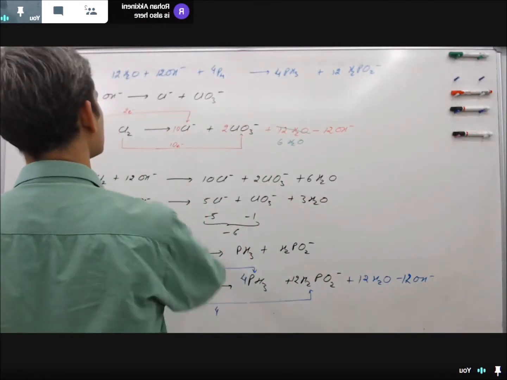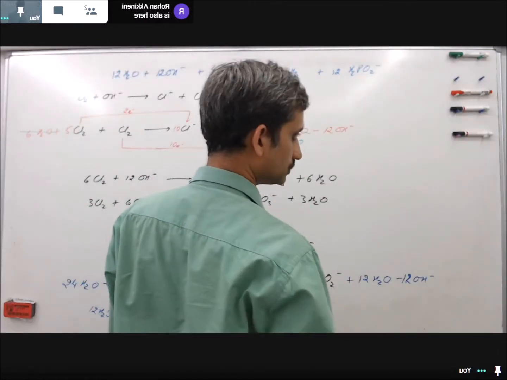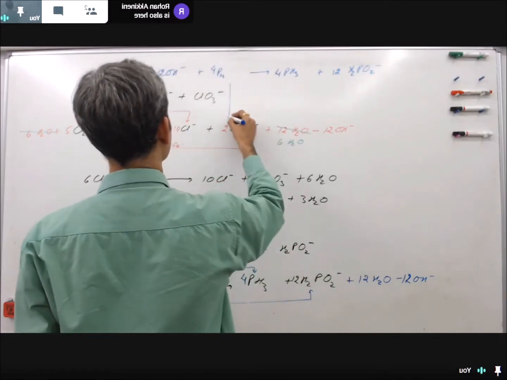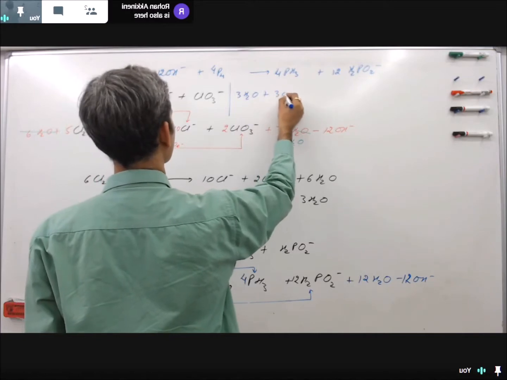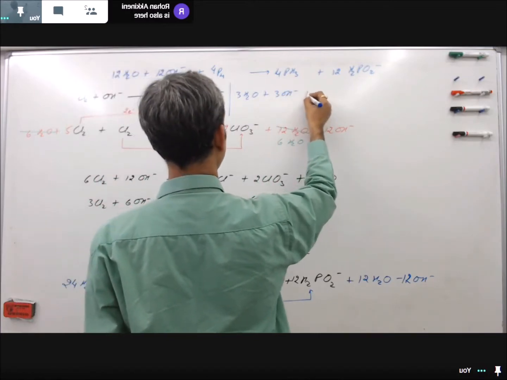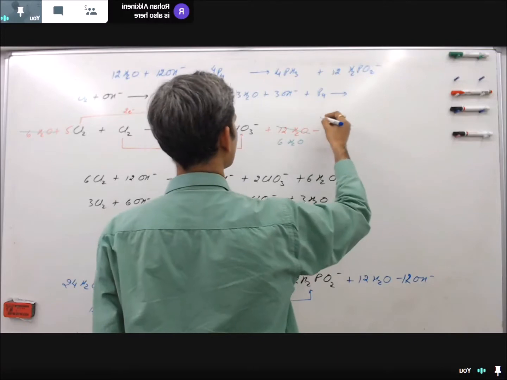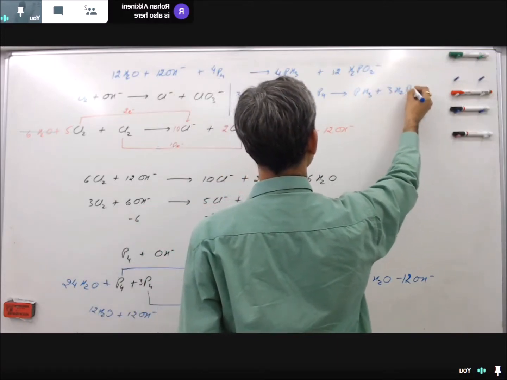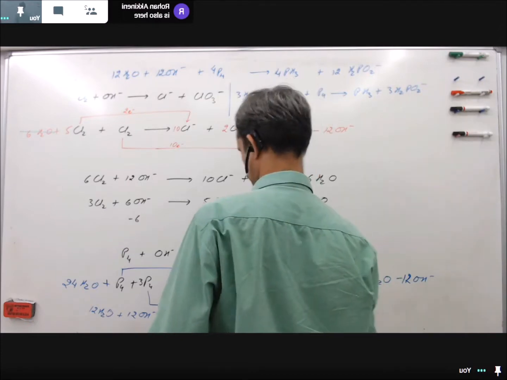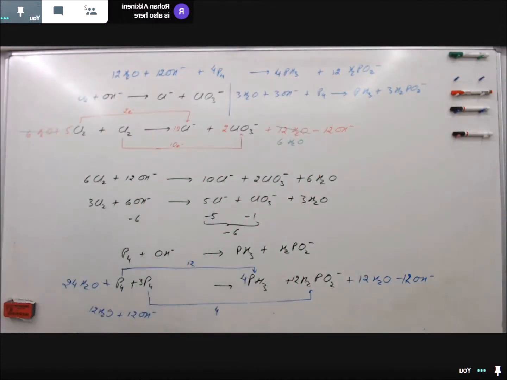But what we can do is divide the entire equation by 4. Yes, sir. So if I divide the entire equation by 4, it's going to become 3H2O plus 3OH minus plus P4 gives us PH3 plus 3H2PO2 minus. Yes, sir. So that is the balanced equation. And this is what we call a disproportionation reaction. Yes, sir.